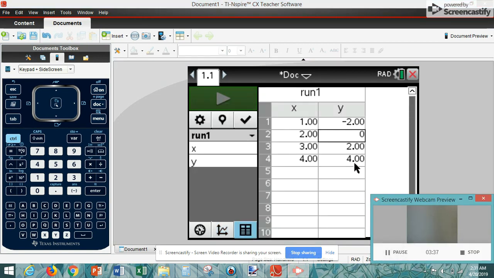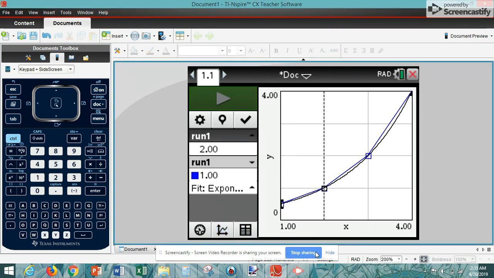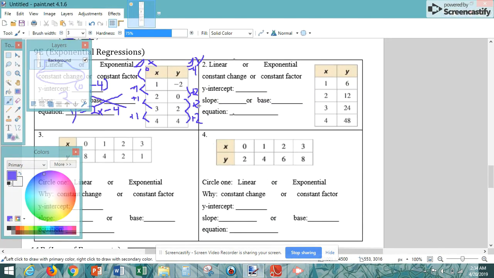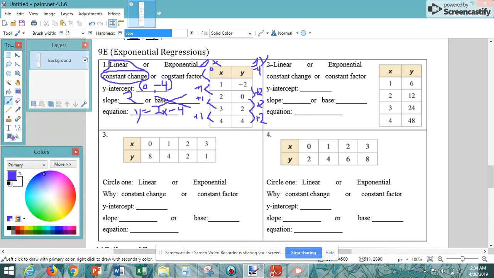Notice this one says argument error. In this case, that would mean it automatically wouldn't work because we have the a times b to the x power, and we have a negative, a 0, and a positive. That wouldn't work for exponential, so you can automatically cross that out. Let's look at number 2, linear exponential.